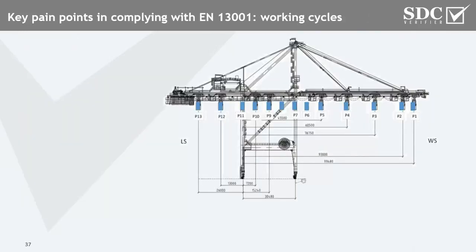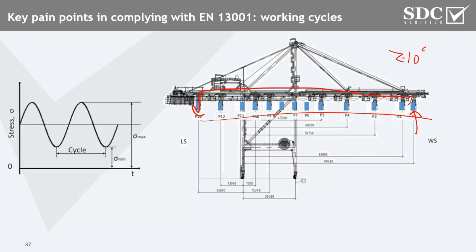Another key pain point in EN 13001 compliance is determining your working cycle, like I said. In the older standards, or with more conservative assumptions, when you design your crane, you assume that I'm lifting up the load, then my trolley goes from one extreme position to another extreme position, and that happens like 2 million times. But is that really true? Not really. But basically, this is something we call a cycle. This is when you go from maximum to minimum and then back to the maximum. So that is basically one cycle.